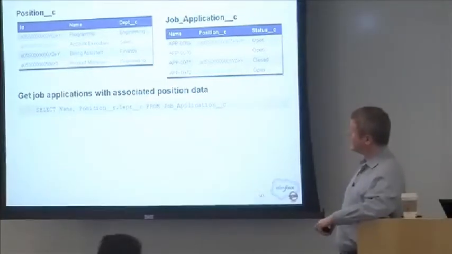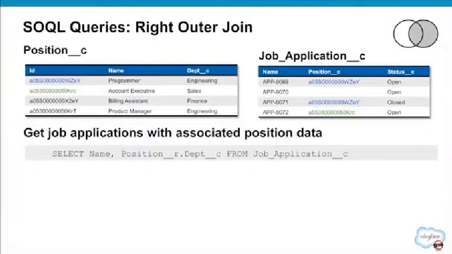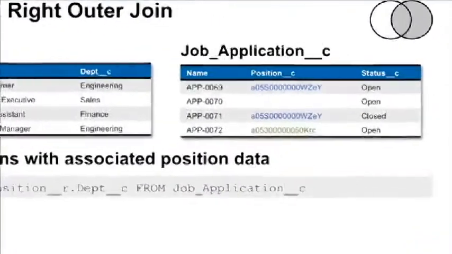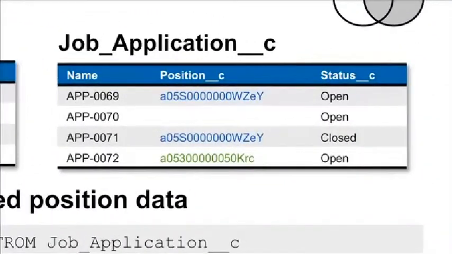Let's first take a look at our sample data that's up here. We have the job application and we have the position. The job application is the child in this case. It has a lookup relationship to the position. In fact, something about the job application table indicates that this is a lookup relationship and not a master detail relationship. If you take a look at app 70, notice it has a null value. This is a lookup relationship.